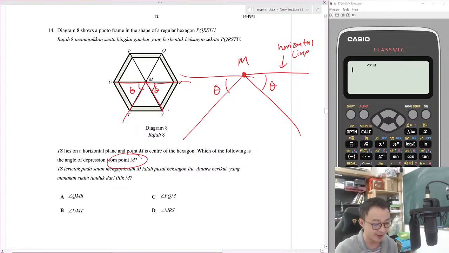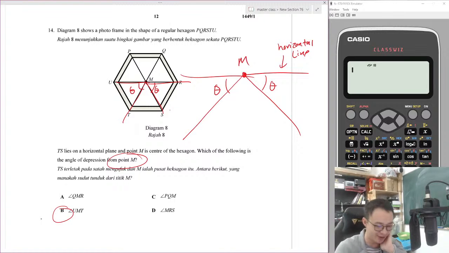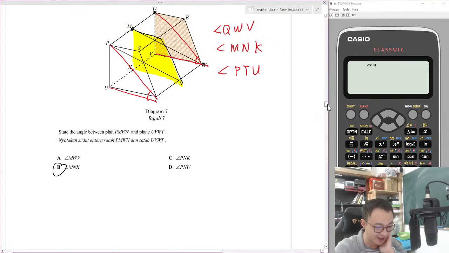So I guess it is UMT. Do I have an answer? Yes, the answer is B, because depression basically means look down. Okay, so the answer should be PNU. PNU. Why is it PNU? What are you talking about? Oh, you're talking about the question just now, right?